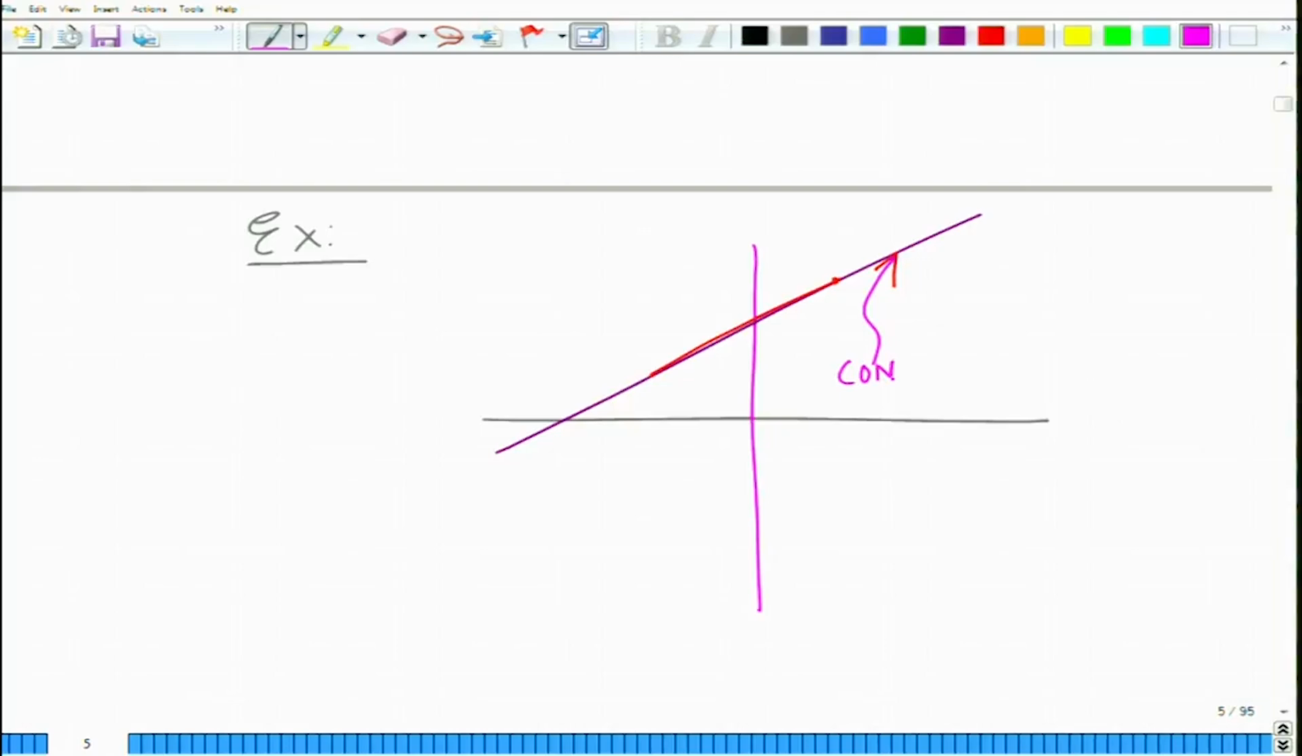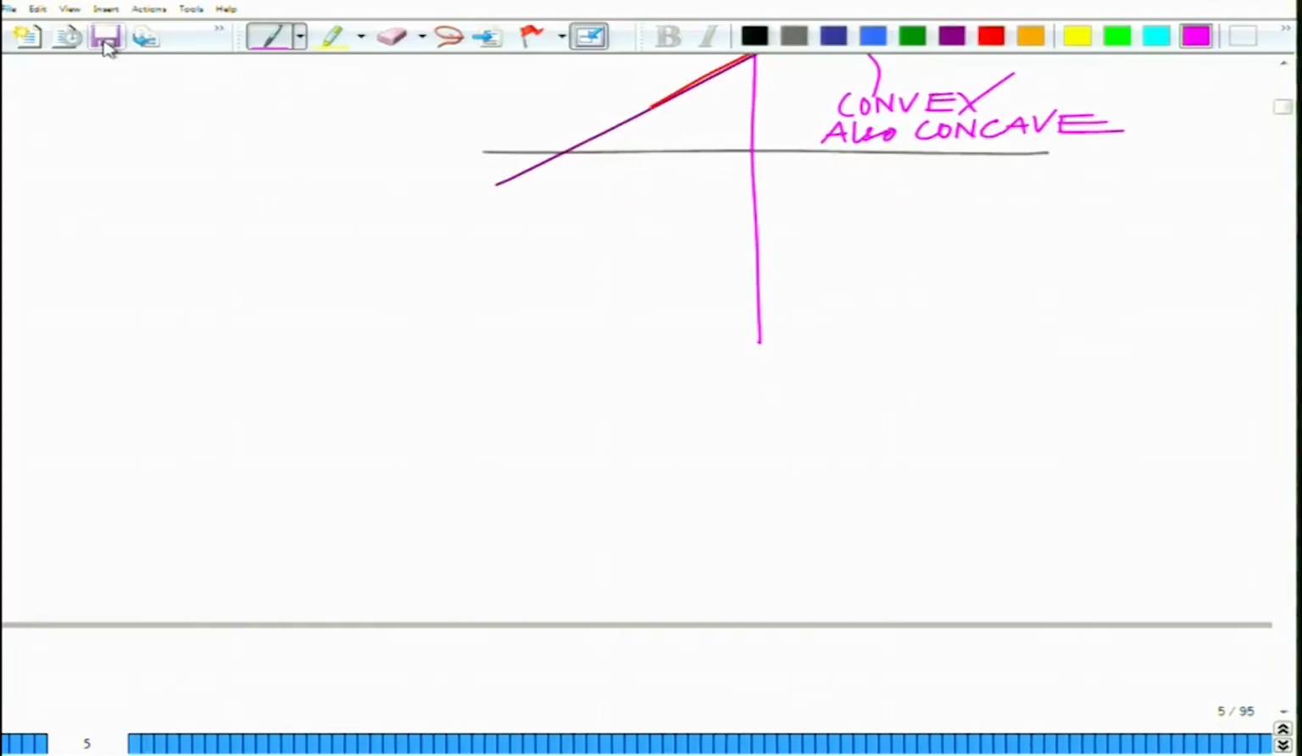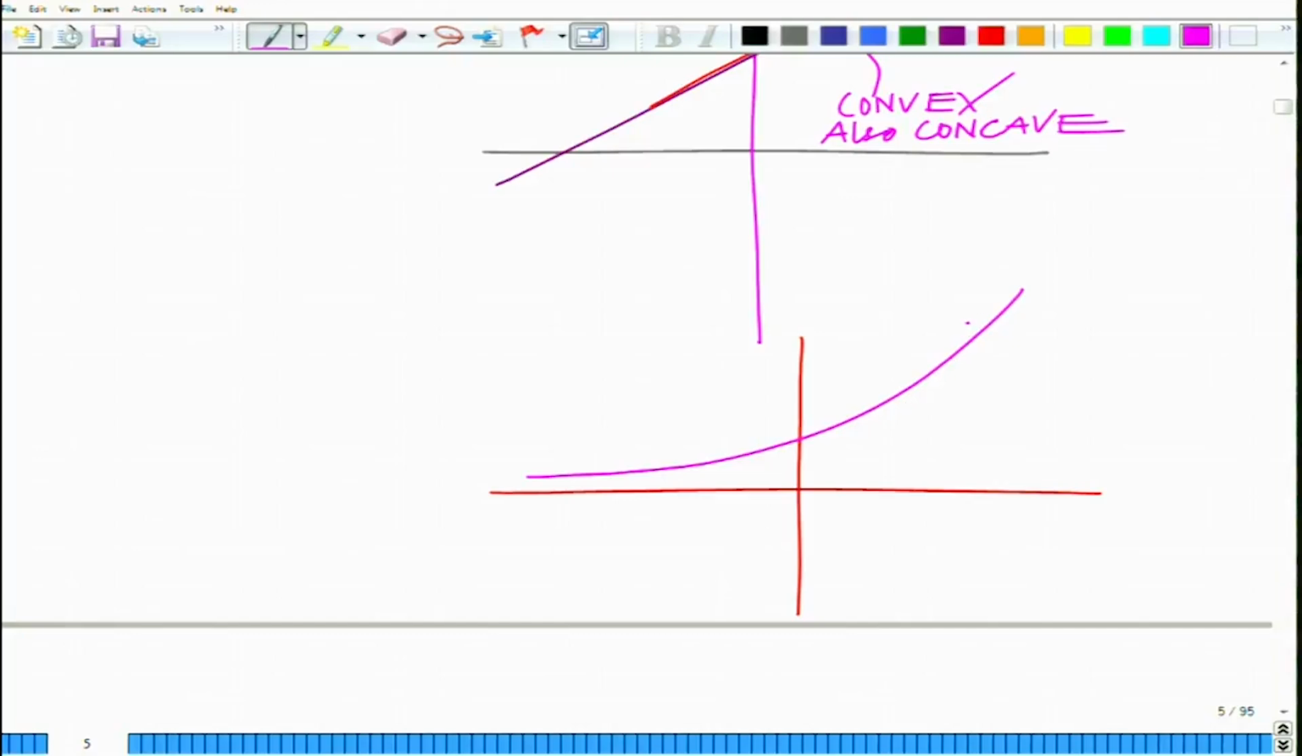So, this is convex, and this is also concave. So, any straight line is convex and also concave. Okay. A convex function, or what you can also say is a strictly convex function, that curves upwards, and a very important class of such functions is the exponential function.